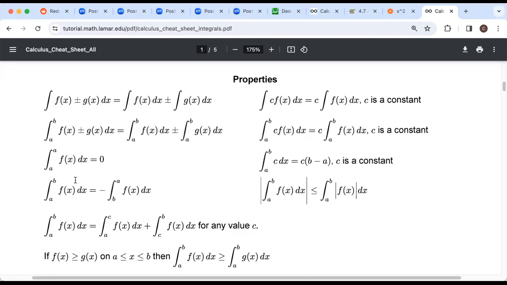And then this is the same thing, but for definite integrals, where there are numbers for the bounds, or whatever they're called. If the bounds are the same, the answer is 0, because there's no area.